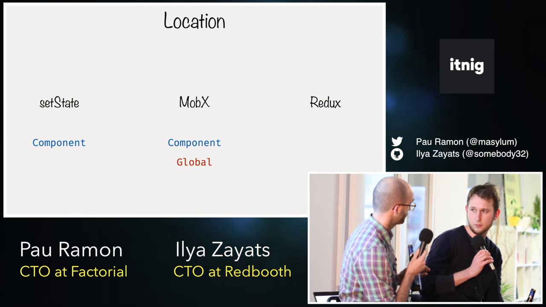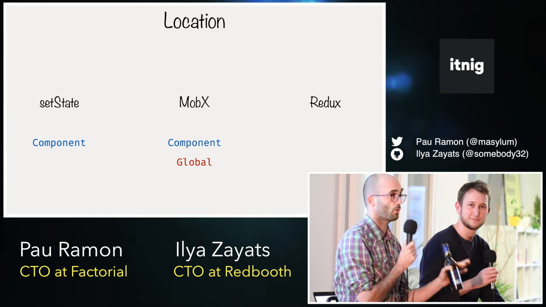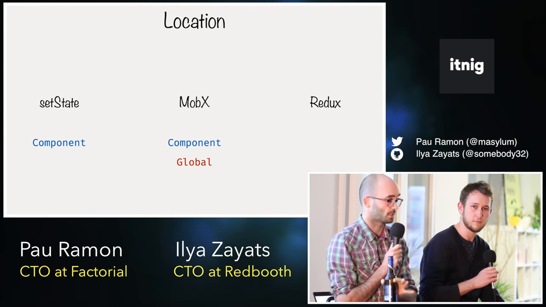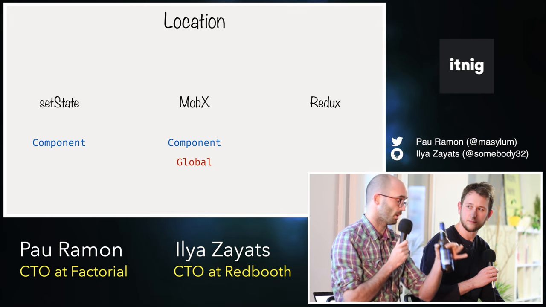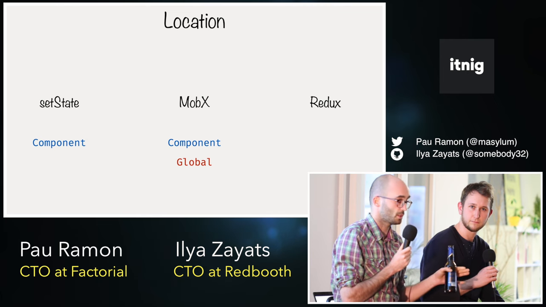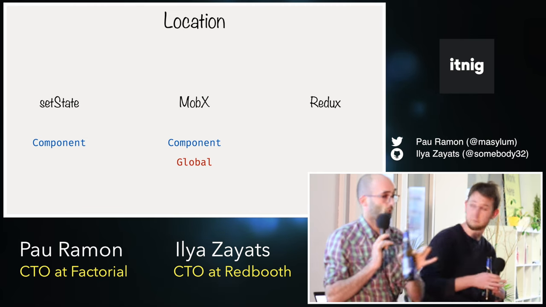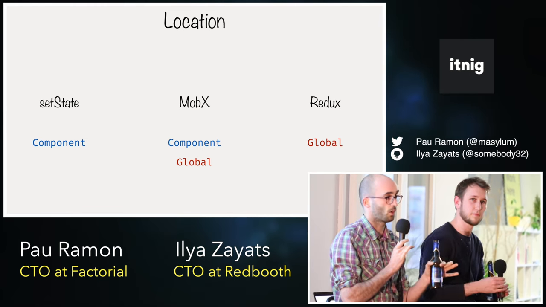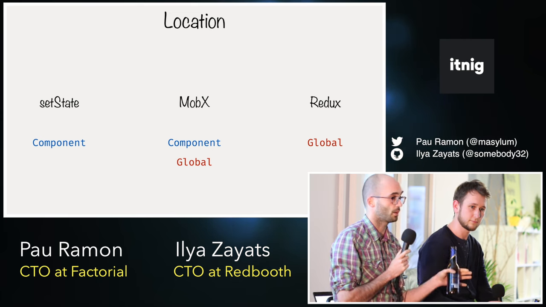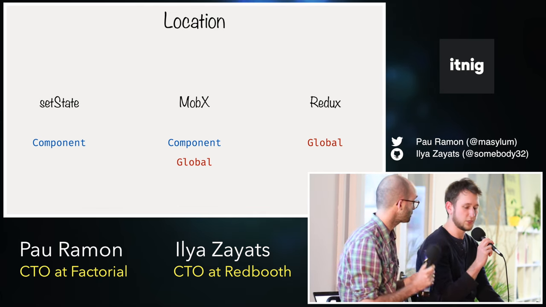Let's talk about location and then we could. Okay, yeah. I'm enforcing the rules. Right, okay. So basically MobX, you can use it both ways. There are people that use it as a replacement for setState, and there are people that use it as a global store like Redux. So it can be used for both. You can actually do both at the same time. And Redux is basically a singleton, it's a store, it's a whole tree, it's a global that everybody has access to. So this is the main difference in where the data is located in the three frameworks.